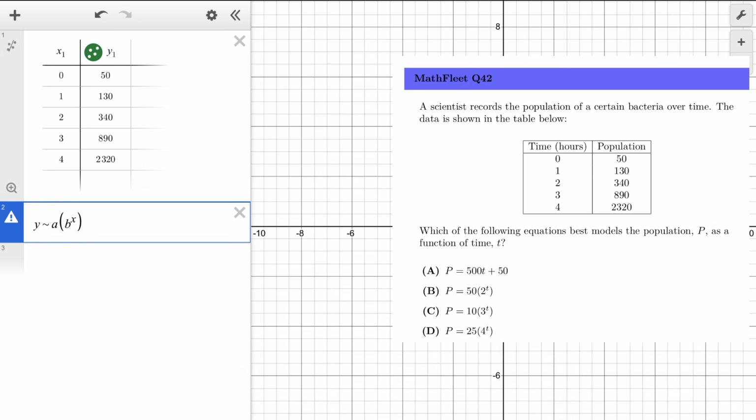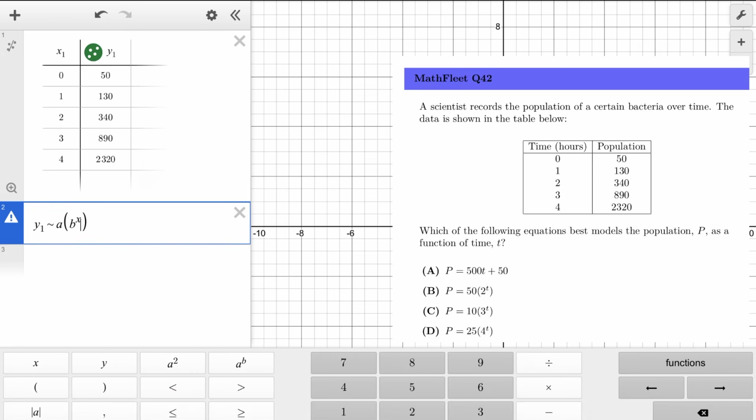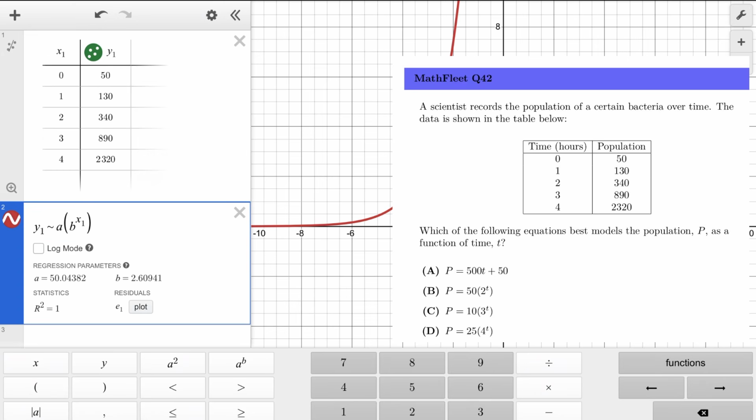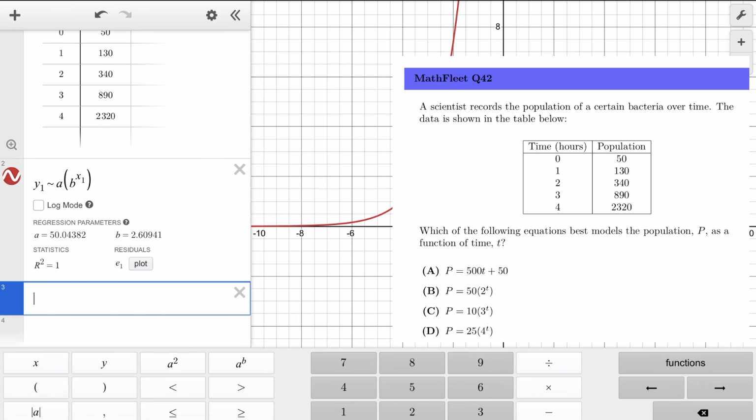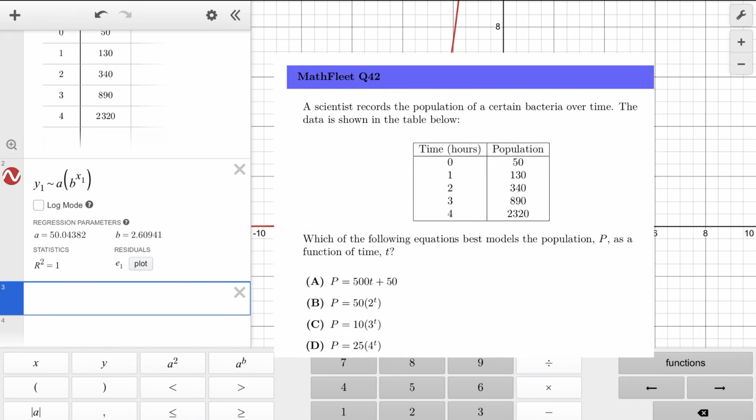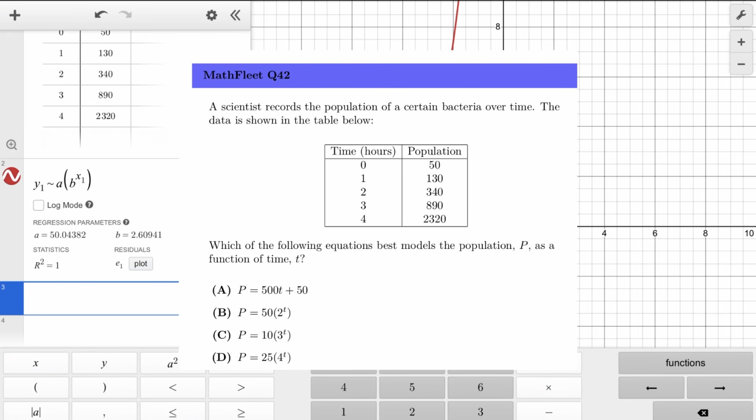Make sure to give the x and y a subscript 1 for this to work. Boom, Desmos spits out values for a and b. You'll see something like a approximately 50 and b approximately 2. So the regression gives us our equation. Looking back at the answer choices, that matches option B. So instead of crunching all the numbers, the regression tool helps us instantly find the right exponential model.